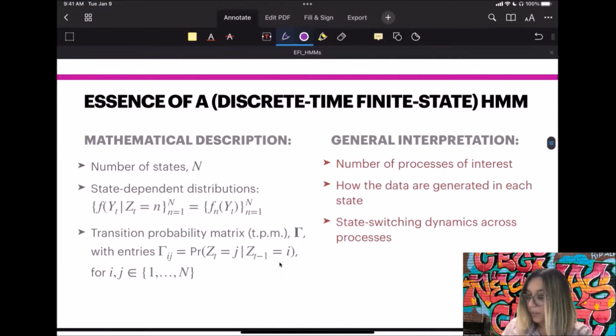We have a transition probability matrix, which has entries, the conditional probabilities, the probability of z sub t equal to j, given z sub t minus 1 equal to i, which describe the state switching dynamics across these different processes of interest. So how do we switch from resting to traveling to perhaps a third behavior, such as foraging? So what is the sequence of events that typically occurs?